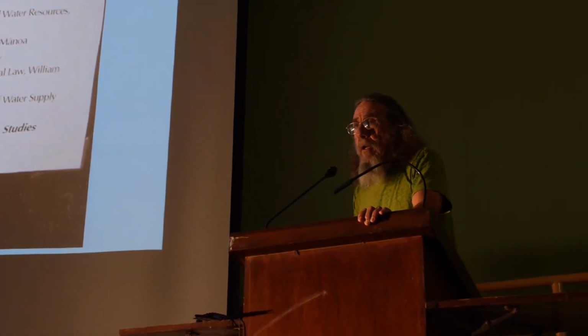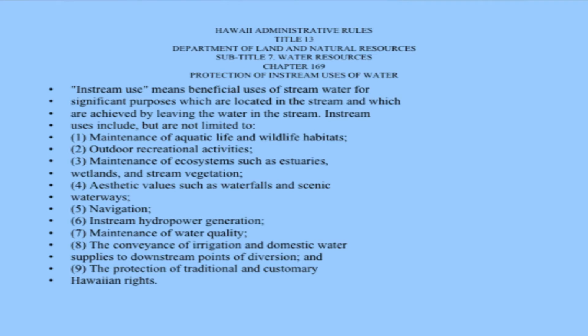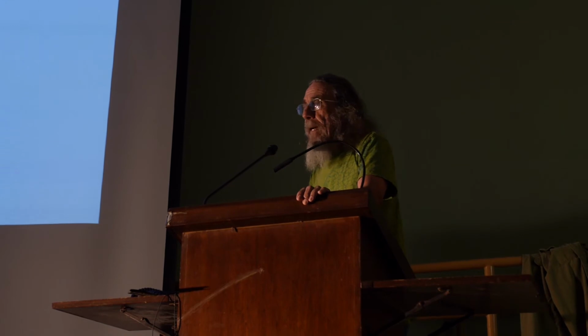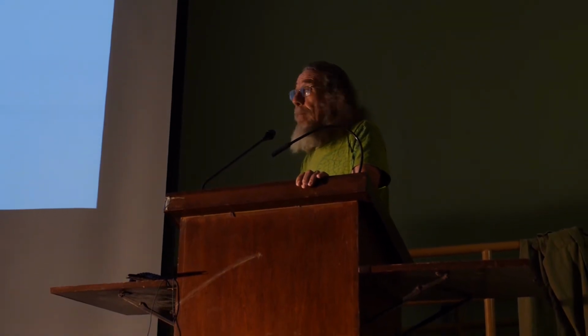But if you look at water law in Hawaii, it's very specific. I don't expect you to have this memorized, but this is the part of the state law that set up the Water Commission and also says what fresh water is to be used for. So stream use means beneficial uses for these various purposes. And you can see that aquatic life and wildlife habitats is very, very high up on the list. So one of the reasons to conserve water or to keep water in streams by law is for the stream biota. So maybe they shouldn't have skipped it.